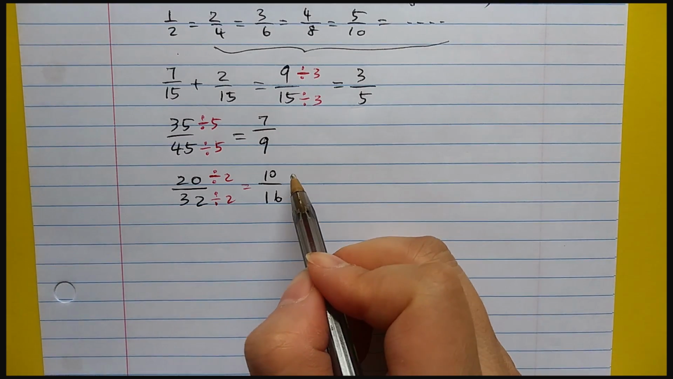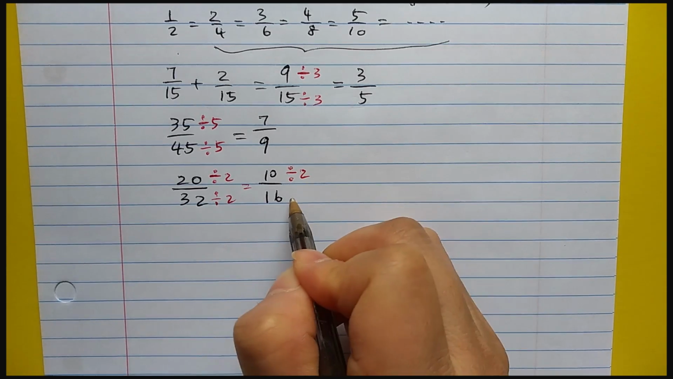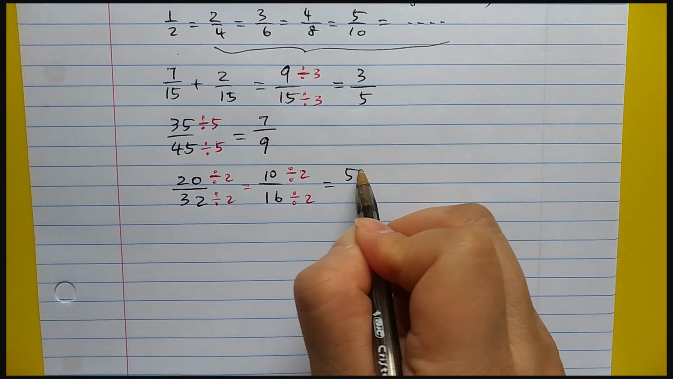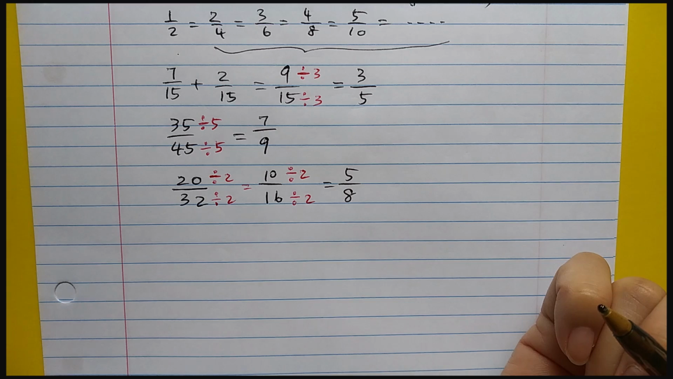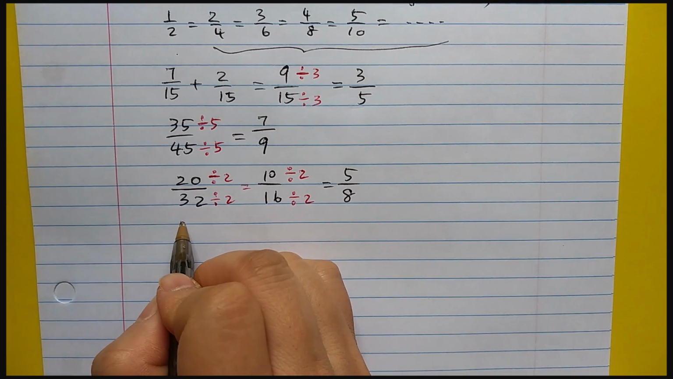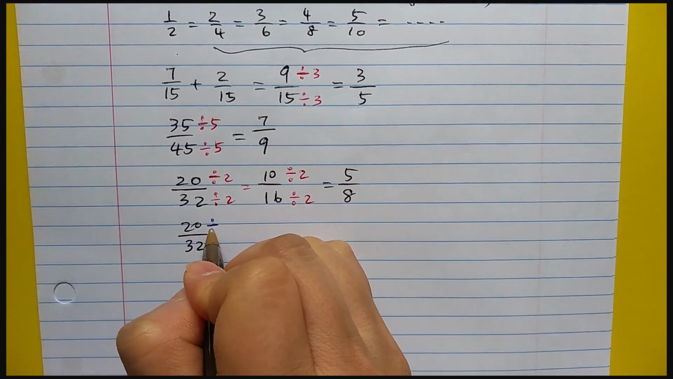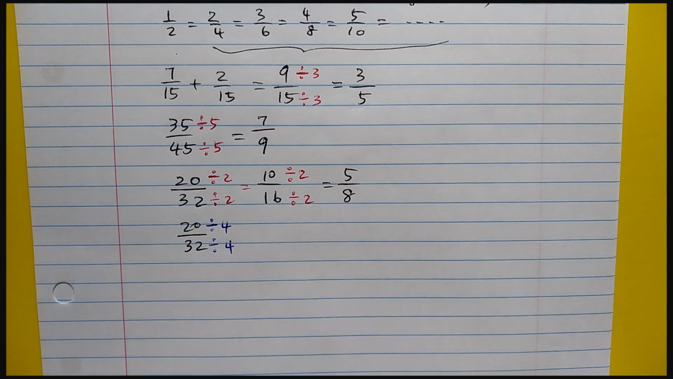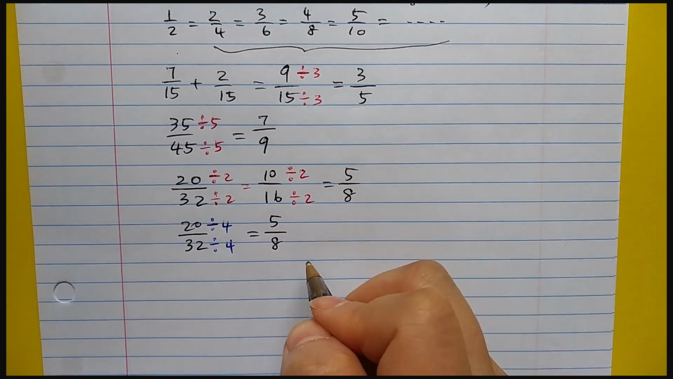And these are even numbers again, so I'll try 2 again. Then you get 5/8, and this is the simplest term. Instead of doing that, if any of you thought of 20/32 can be divided by 4, then you get the simplest term right away, and this is okay.